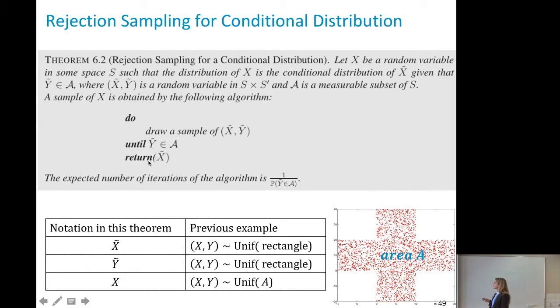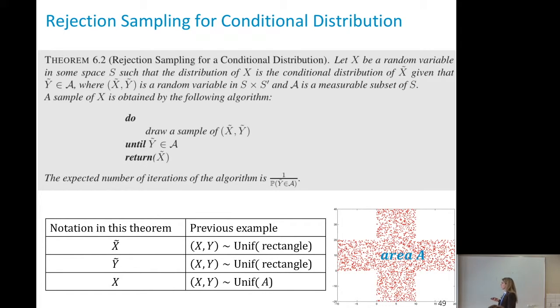So we draw a sample of x tilde and y tilde. We assume that we know a method to draw a sample from x tilde and y tilde. And then we perform this until y tilde belongs in the area A. So if y tilde belongs in the area A, we return x tilde. Otherwise, we repeat the process and we resample.